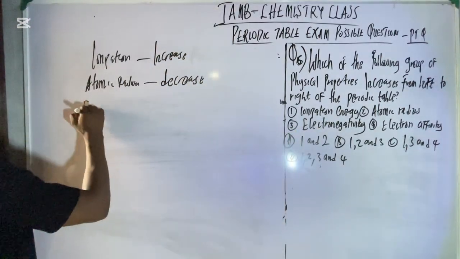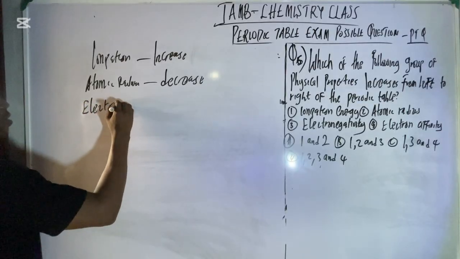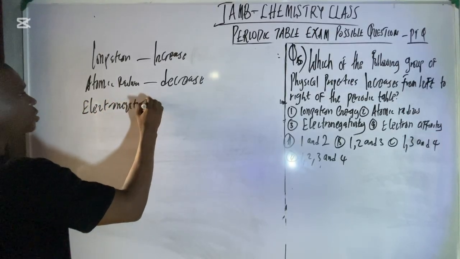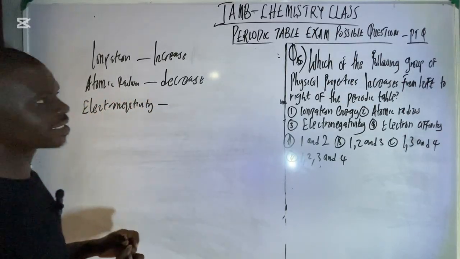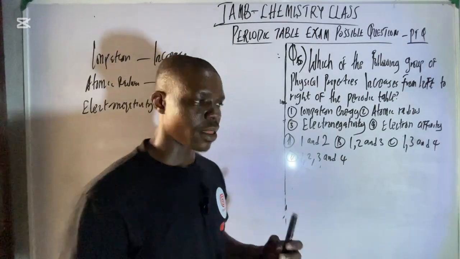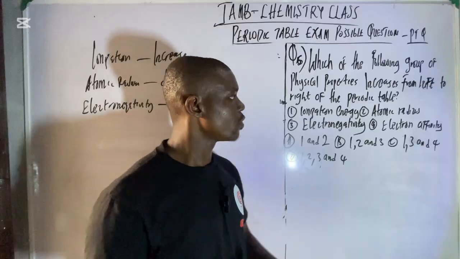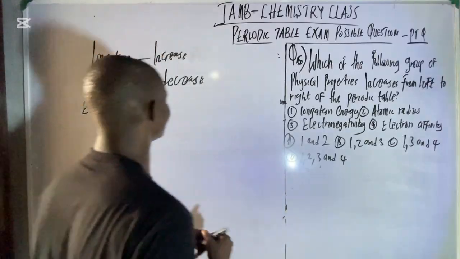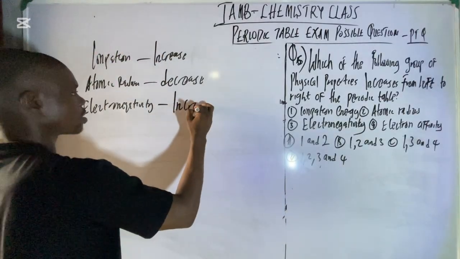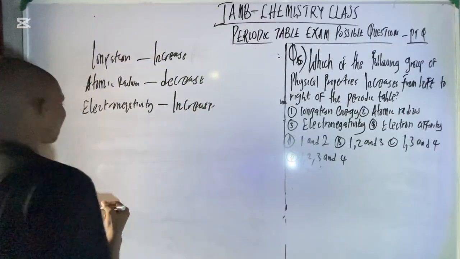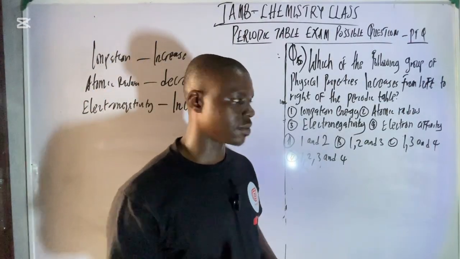Electronegativity. Electronegativity increases from left to right. So as we move from left to right, it tends to increase. Do you understand? So this increases. And there's a reason for that.